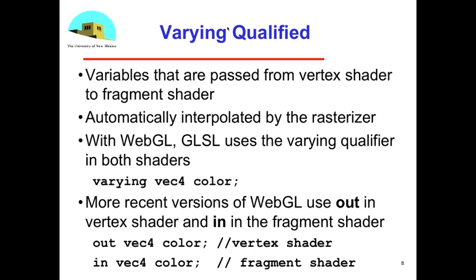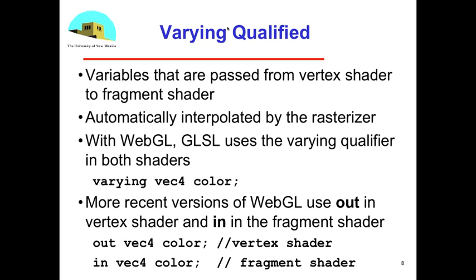And it's called varying both in the fragment shader and in the vertex shader. And in fact, that namespace is shared. So if you call something varying, say varying vec4 color in the vertex shader, and you use that color in the fragment shader, it has to be called varying vec4 color in the fragment shader.